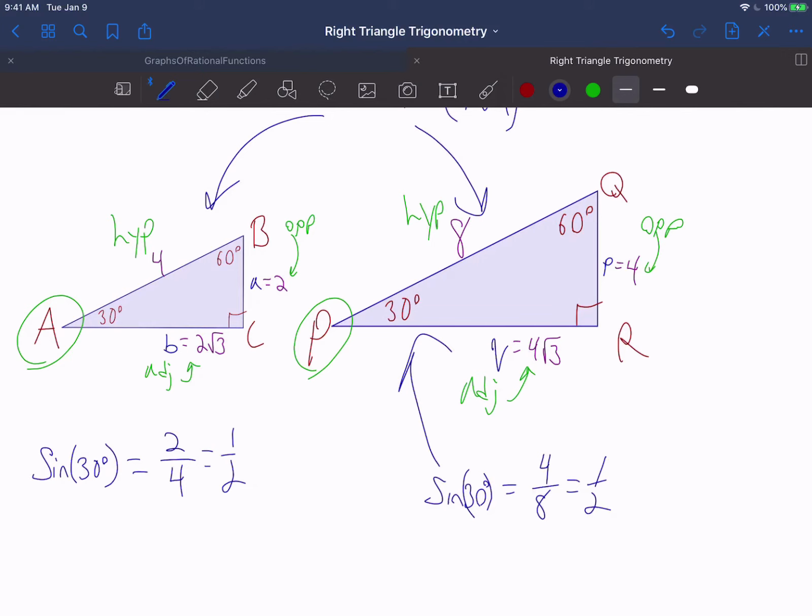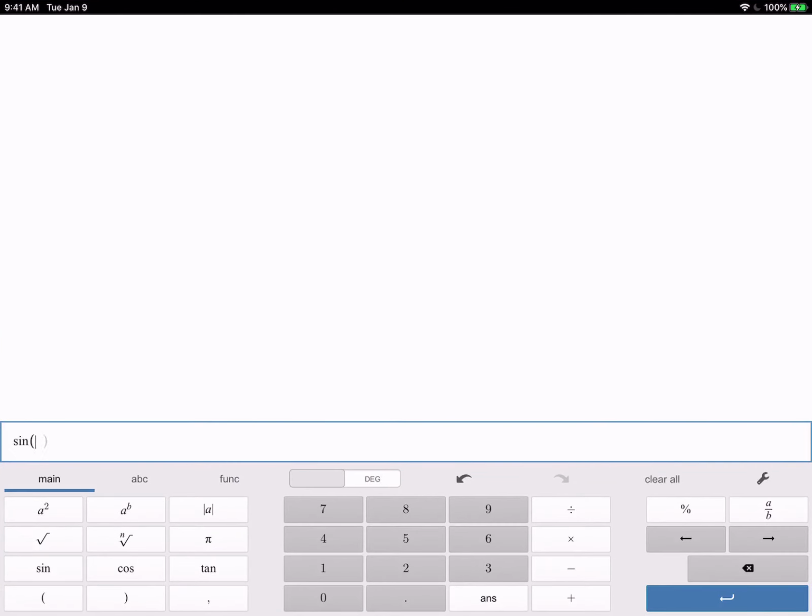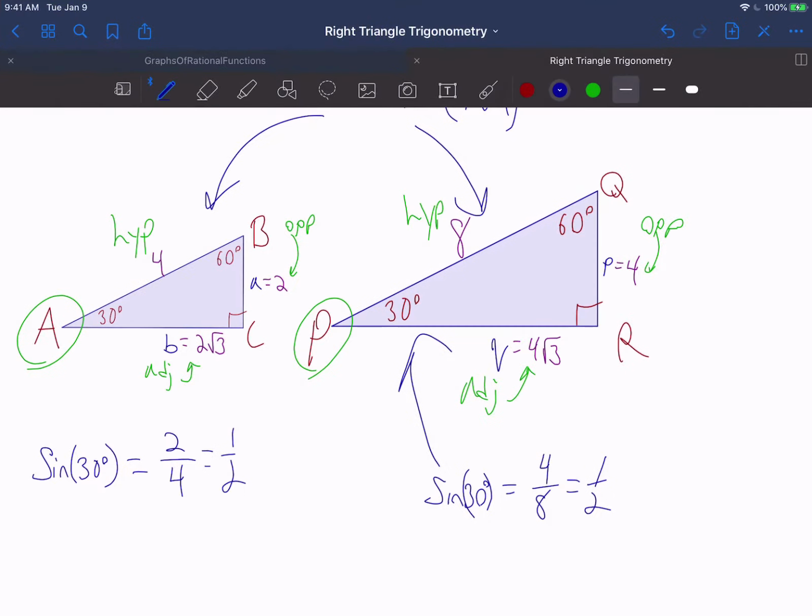Now, the sine is actually a function. It's called a trig function. If we were to go to a calculator and say, what's the sine of 30 degrees? Notice how I have degrees or radians. I could toggle between them. We want to make sure we're in degrees. Look at the answer. The answer is 0.5, right? And that's 1/2, which is what we have over here.